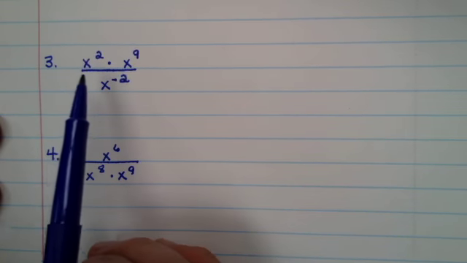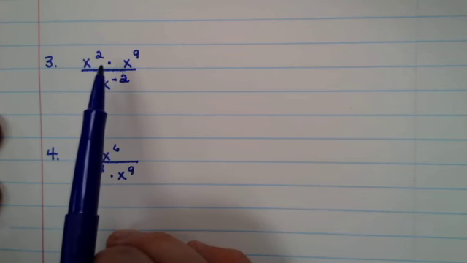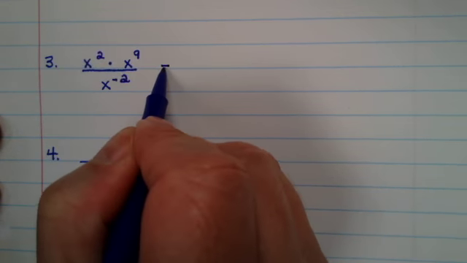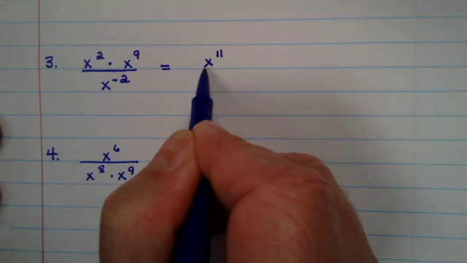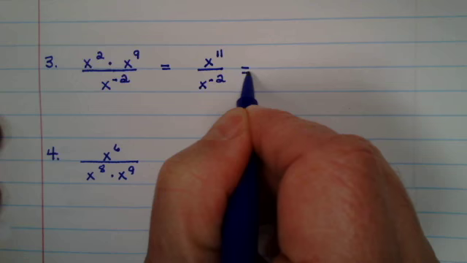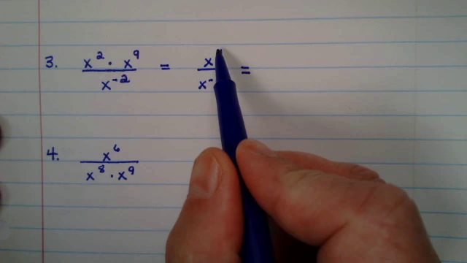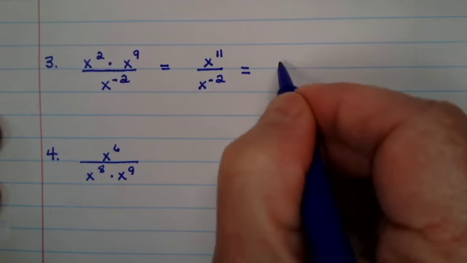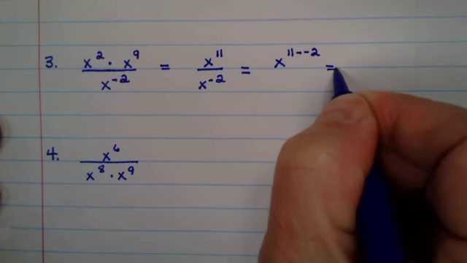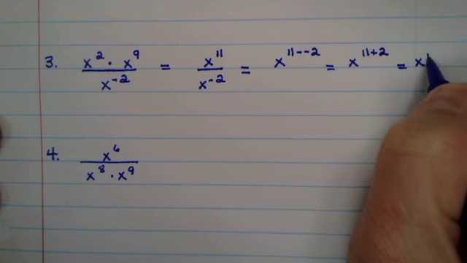Number 3. Again, I need to resolve everything in the top of this fraction first. What's my rule for multiplying? If I multiply, I need to add my exponents. So this is going to be x to the 11th power divided by x to the negative 2nd power. My rule for dividing exponents: if I divide, I'm supposed to subtract these exponents. So this is going to be 11 minus a negative 2. That's going to be 11 plus 2, and 11 plus 2 is 13.